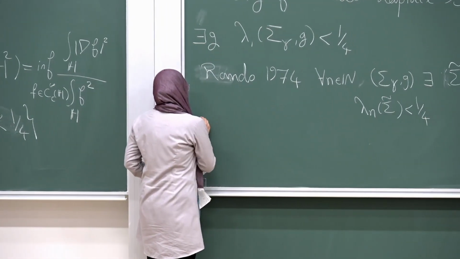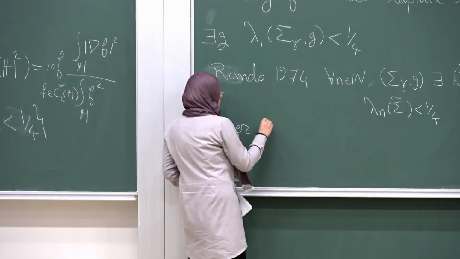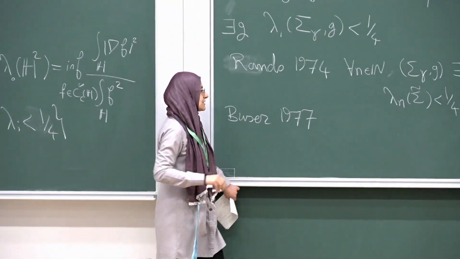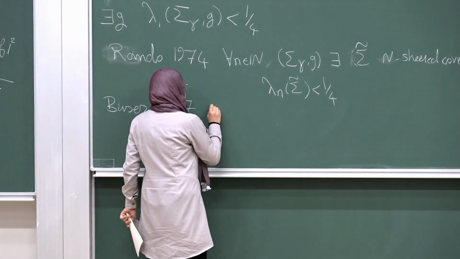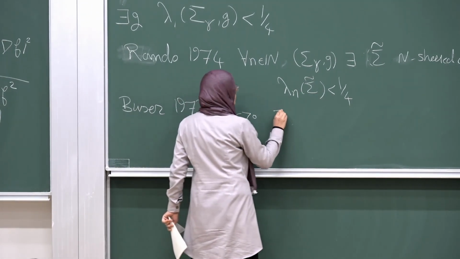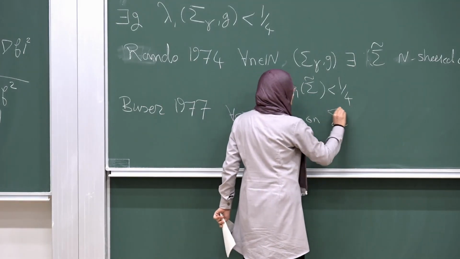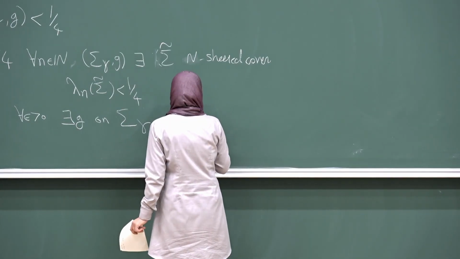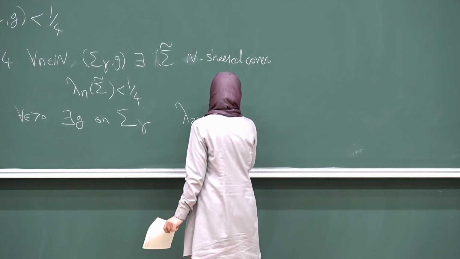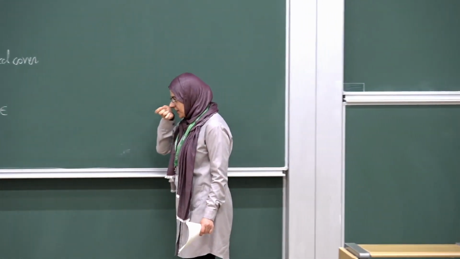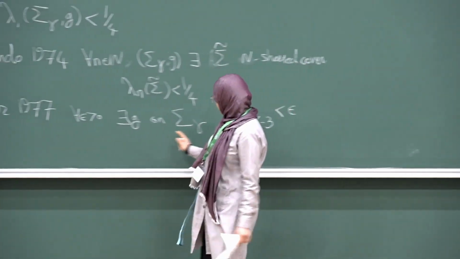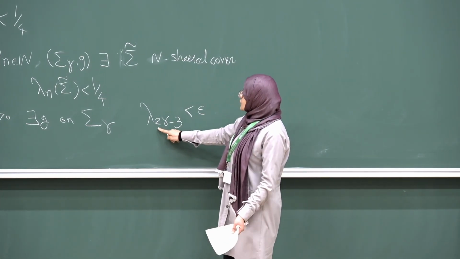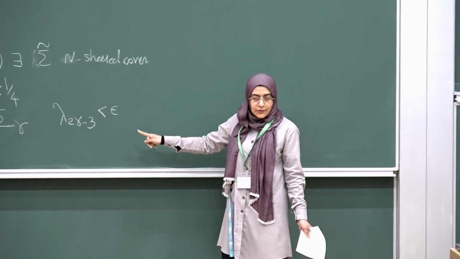And probably this is the proof that we may know. It's by Buser in '77. So he showed that for every epsilon, there exists a hyperbolic metric on a given surface of genus gamma such that this lambda is less than epsilon. So for every given surface of genus gamma, we can have at least 2 gamma minus 3 small eigenvalues.